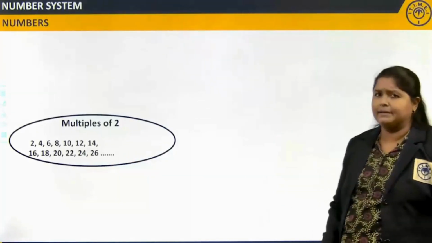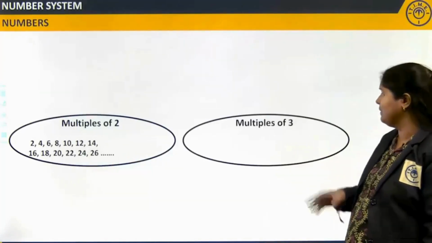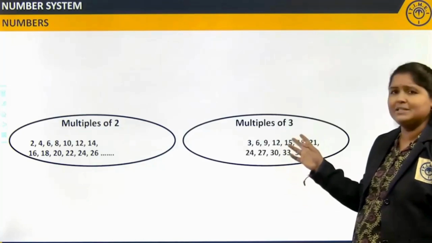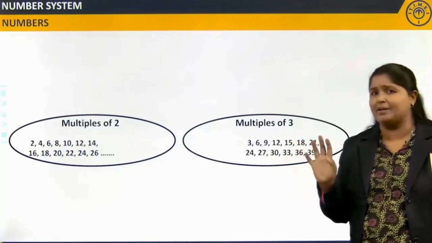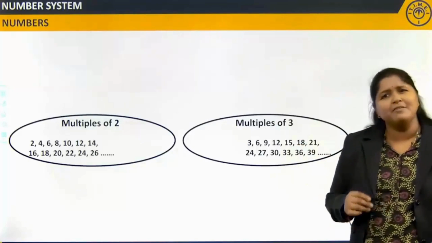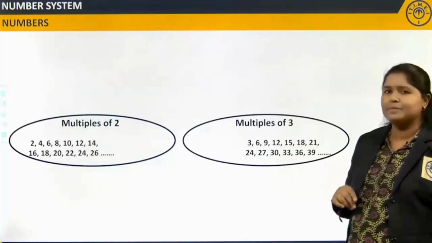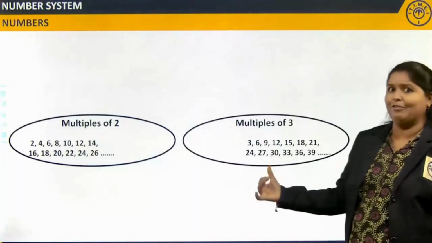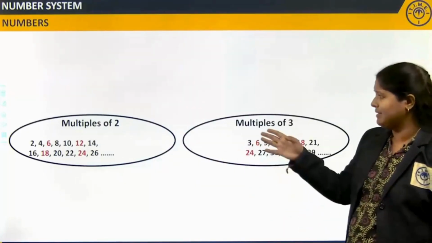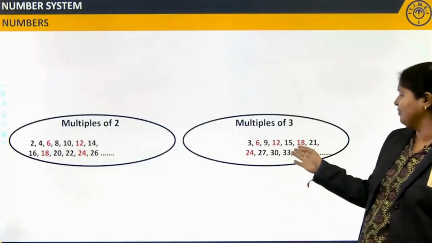Now let us take another number and find its multiples. Multiples of 3. 3 ones are 3, 3 twos are 6, all those 3, 6, 9, 12, 15, 18, 21, etc. Right? This list is also very huge. And what do you observe here also? If you carefully observe, some numbers are common here also, right? What are they? I have simply highlighted some of them like 6, 12, 18 and 24, right?